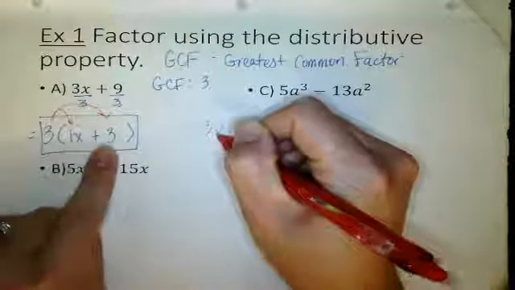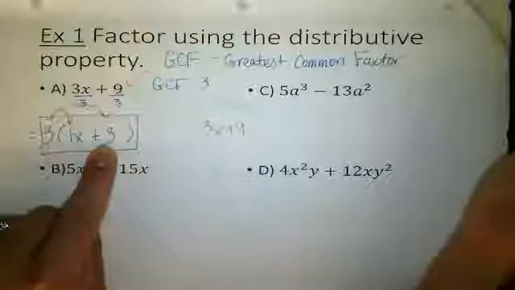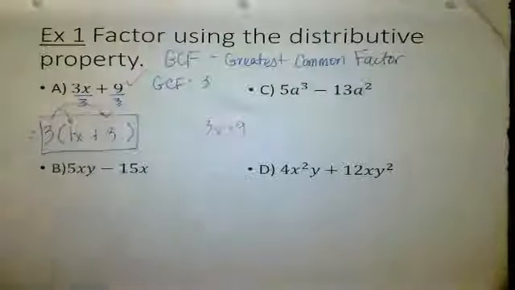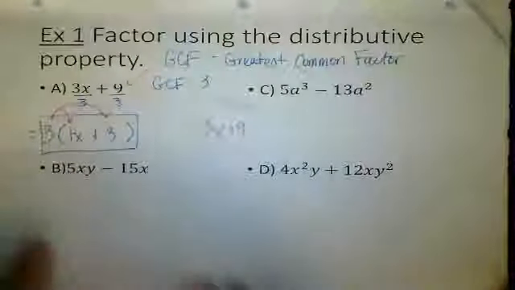And 3 times 3 gives you positive 9. And that is what we started with. Okay? So you can check all of these by distributing. All right? Let's look at letter B.